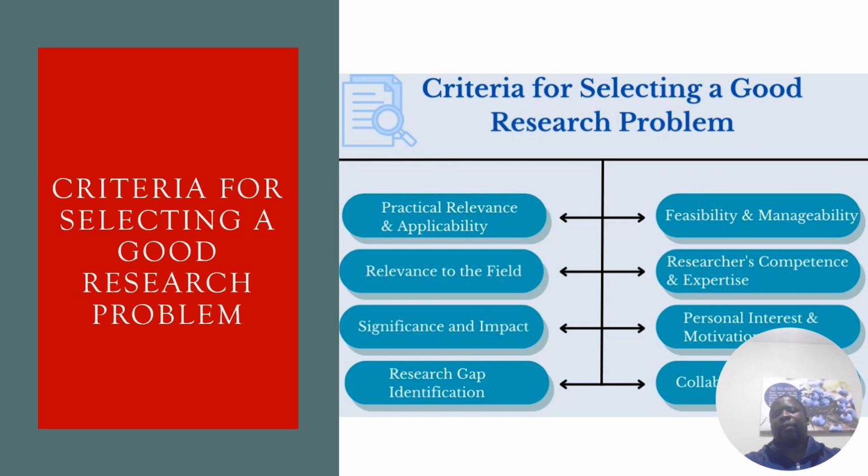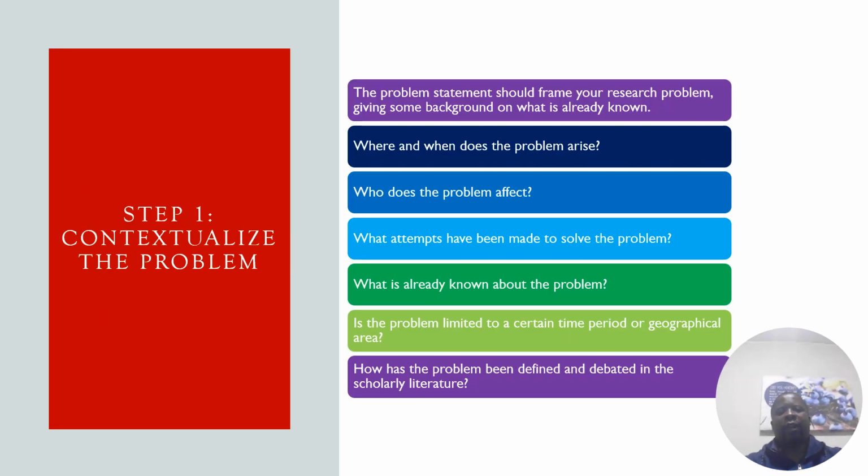Then researcher's competence and expertise. Most students want to take some studies that are beyond your expertise, that are beyond your skill. It's always very good for you to assess your skill and make sure that whatever problem you are writing is not beyond what you can manage. Then significance, of course, and the impact of the study. Then personal interest and motivation. Then the research gap. It is very important for us to be able to see that the gap is here, and also, of course, the call for action or the collaboration.